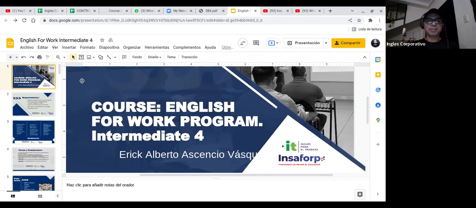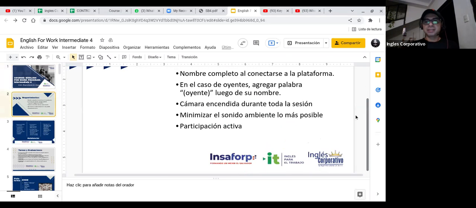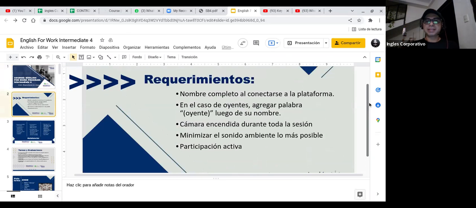Vamos a ver, como siempre, un par de cosas que siempre hay que revisar, ¿verdad? En primer lugar, recordemos que hay que poner el nombre completo al conectarse a la plataforma. Se tiene que ver el nombre ahí en la pantalla para que cuando haya auditoría de INSAFORP no haya ningún problema. Entonces, creo que por ahorita todos estamos nice. Let me check. Yeah, I guess everybody is fine.